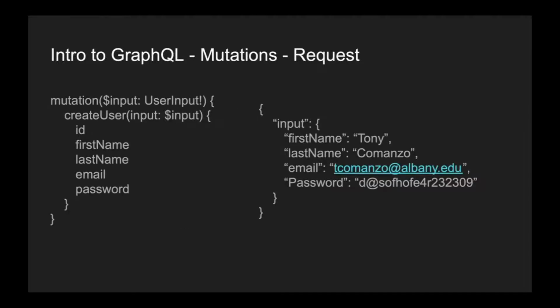And so what you can do is define a variable that should be passed into that mutation or that query. Right here, I'm defining a variable on the side called input, and it's an object that holds a first name, a last name, email, and password. And so this holds up to the specification that I set in my GraphQL schema.